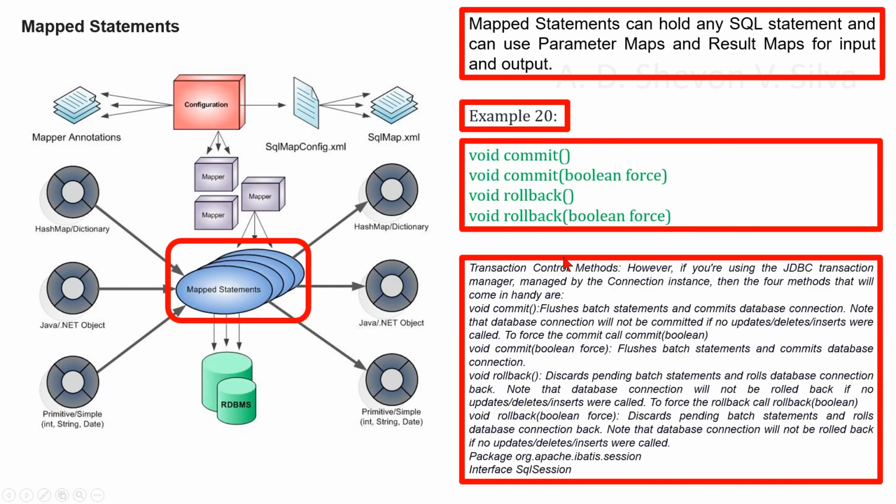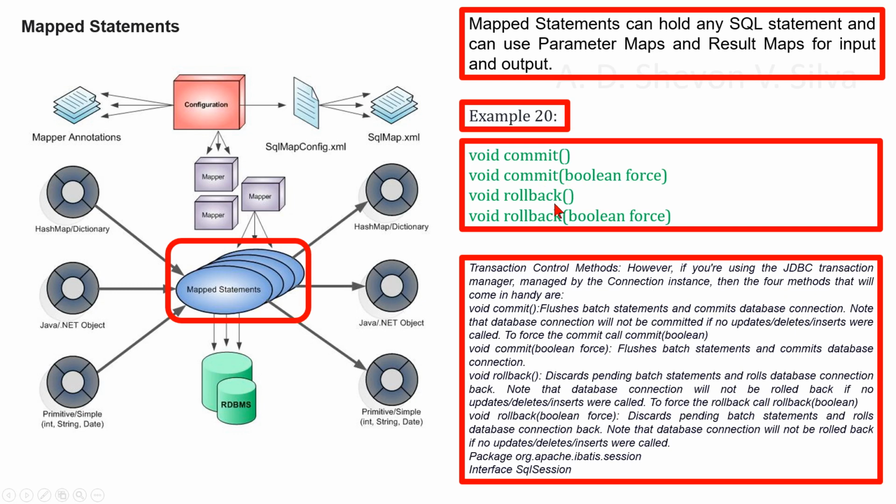Now we are considering transaction control methods. There are 4 methods for controlling the scope of a transaction. Void commit flushes batch statements and commits the database connection. Note that the database connection will not be committed if no updates, deletes, or inserts were called. To force the commit, call void commit(boolean force), which flushes batch statements and commits the database connection.